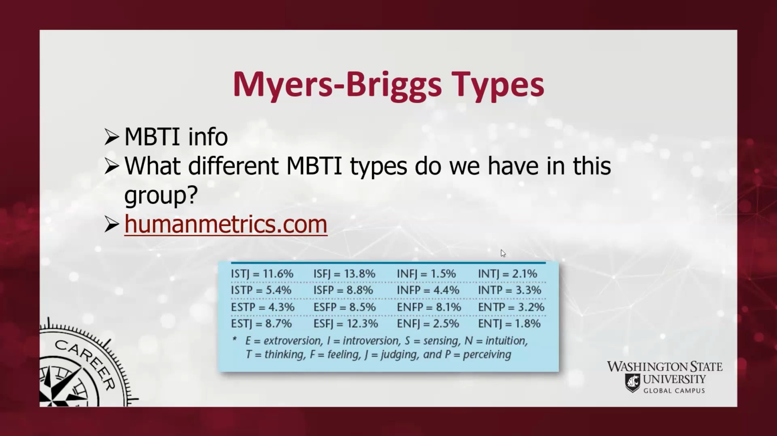And this is the general population distribution here at the bottom of just what are the different types that are existing in the general population. So you can see the most common types as ISFJ at 13.8%, as ESFJ, and some of the least common ones like INFJ and ENTJ at 1.5 and 1.8% of the general population.